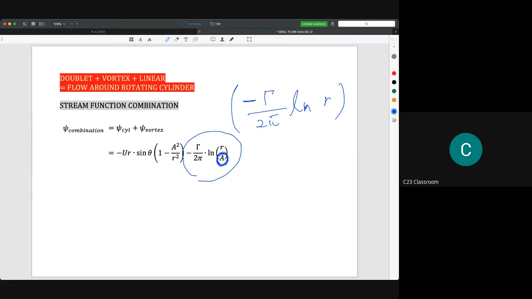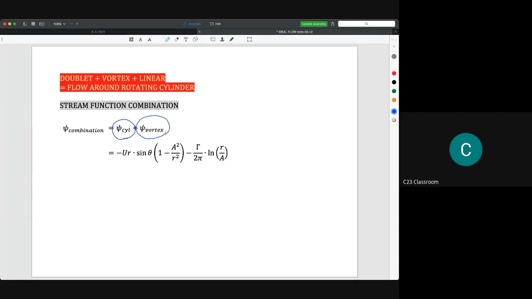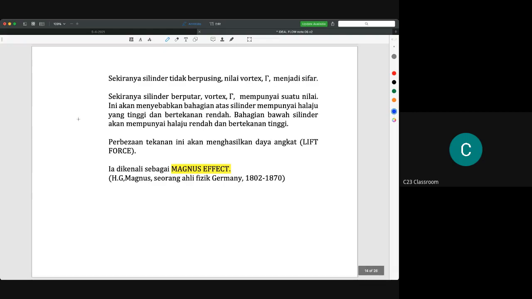Kenapa saya keluarkan nilai itu awal? Kerana ini pada saya memudahkan pelajar, kerana di sini kita hanya mencampurkan nilai stream function flow around cylinder dengan vortex. Oleh itu kita masukkan nilai stream function flow around cylinder dengan stream function daripada vortex. Okay, setelah kita campurkan, after we combine this one, we have this. Please make sure that you understand these problems.